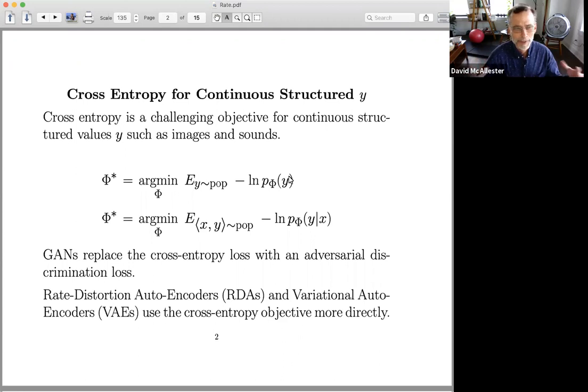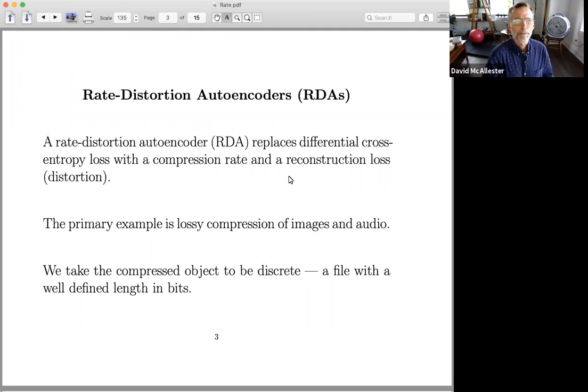GANs avoid this problem, as I said in the last unit, by replacing the cross entropy with an adversarial loss. These rate distortion autoencoders and variational autoencoders are going to come closer to using the cross entropy directly. And I'm going to start with something that everybody's familiar with, and that's image compression.